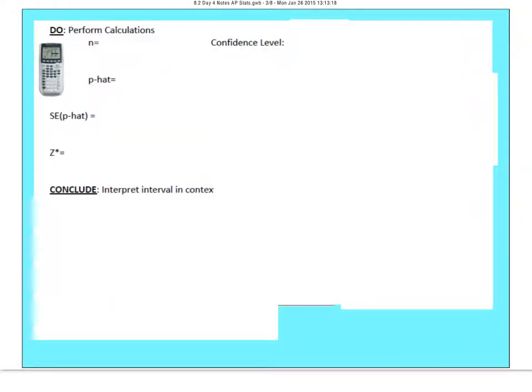Now, for the do portion, I technically like to have this written somewhere on my paper, so maybe you already do. I like to state that the sample size in this case was 124. The confidence level we're dealing with is 95%. P hat, if we change our fraction to a decimal, is actually 0.669.